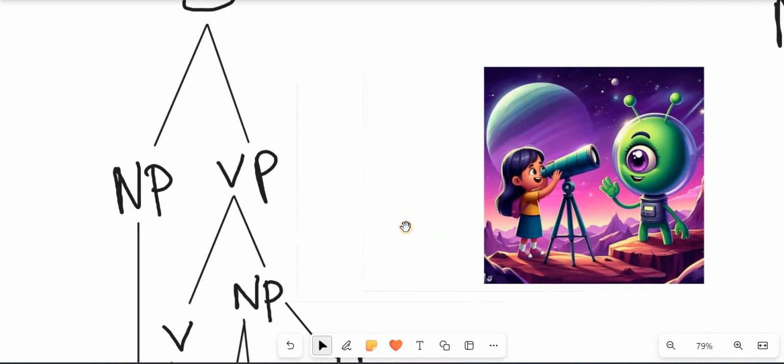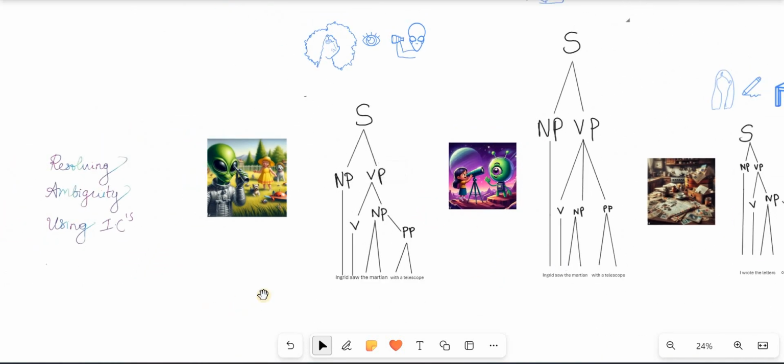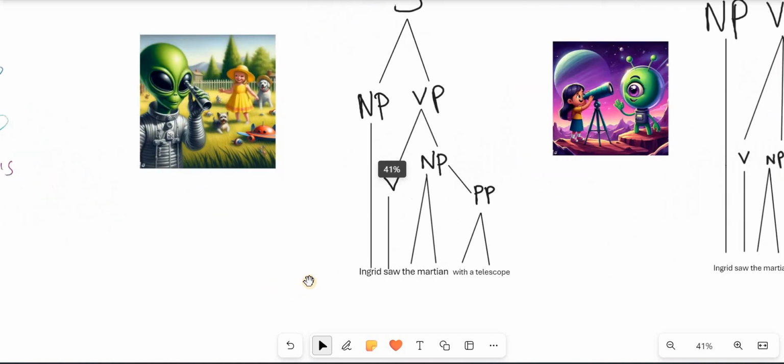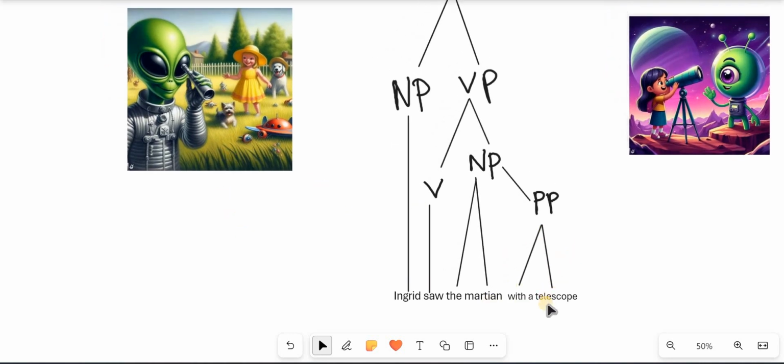Now how do we disambiguate the sentence using IC analysis? Now let's look at this. So here Ingrid is the noun phrase, right? Saw is the verb. The Martian can be considered as a noun phrase, and with the telescope can again be considered as a prepositional phrase. Here PP is a prepositional phrase. Now the Martian here is a noun phrase, and that noun phrase is closely associated here with the prepositional phrase. So the Martian with the telescope, here with the telescope the prepositional phrase is attached to the noun phrase the Martian.